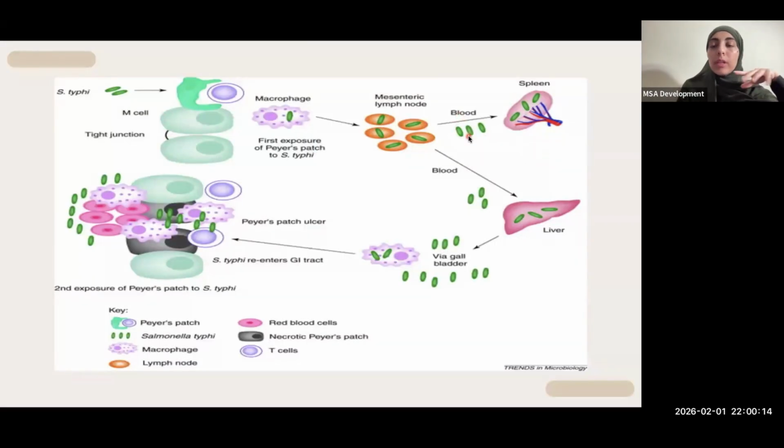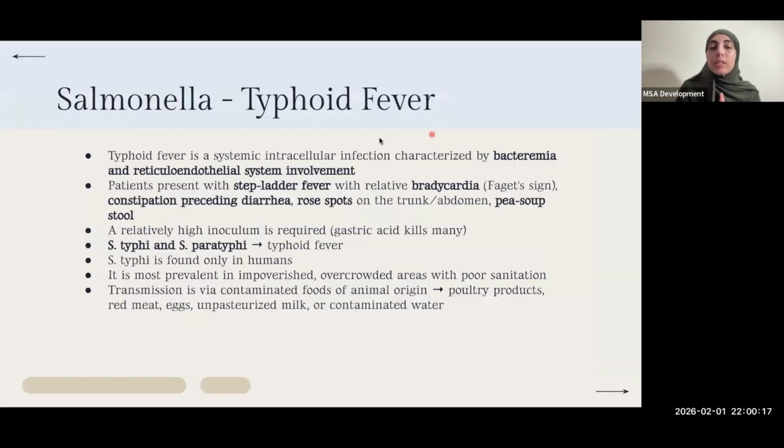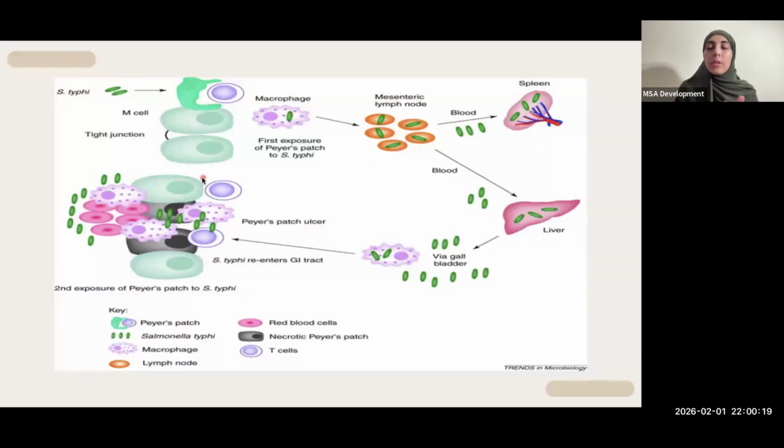And then as it goes into the blood, it will go into the reticuloendothelial system, as we said over here. And the reticuloendothelial system is basically the spleen, the liver, okay? So it goes into the blood and then to the spleen and the liver, and then it can go to the gallbladder and stay there, okay? And if you know the story about Typhoid Mary, basically she worked in a restaurant and she was spreading this typhoid fever to patients unknowingly because she had the Salmonella typhi in her gallbladder just hiding there, and she didn't have any symptoms, and she was spreading it to everyone around her, okay?